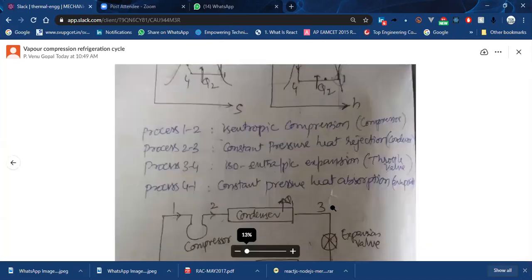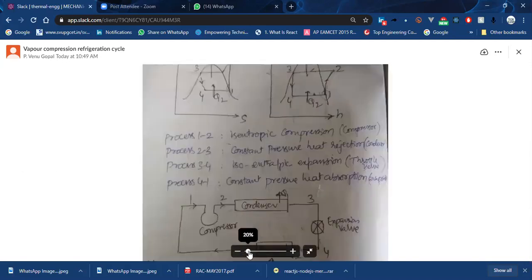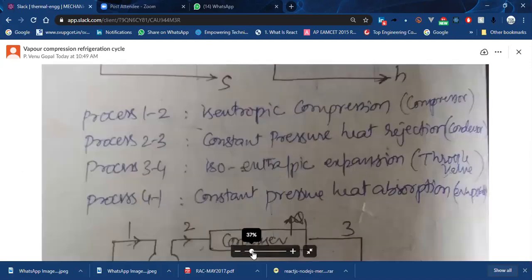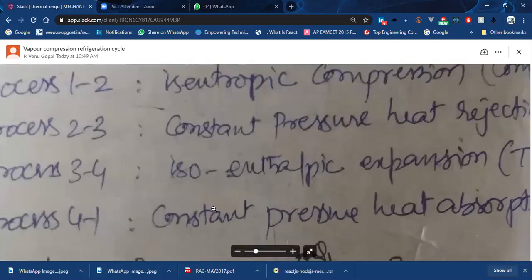So that is called throttling process, which I explained to you in the beginning of this unit 1. We have discussed what are the different processes. So there is a process called isoenthalpy process also. That is also called throttling process. So in throttling process, the enthalpy remains constant. That means H3 will be equal to H4. Before and after the throttling valve, the enthalpy will remain the same. So that is the 3 to 4 process, isoenthalpy.